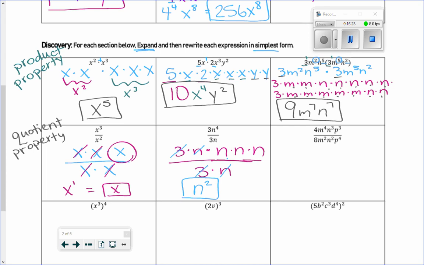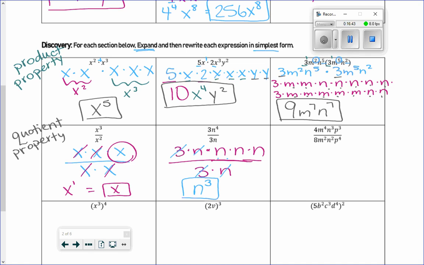So yes, let me undo that. Just cancel 1 n out. I am left with 3 n's. My bad, I missed something. So n to the power of 3, right?